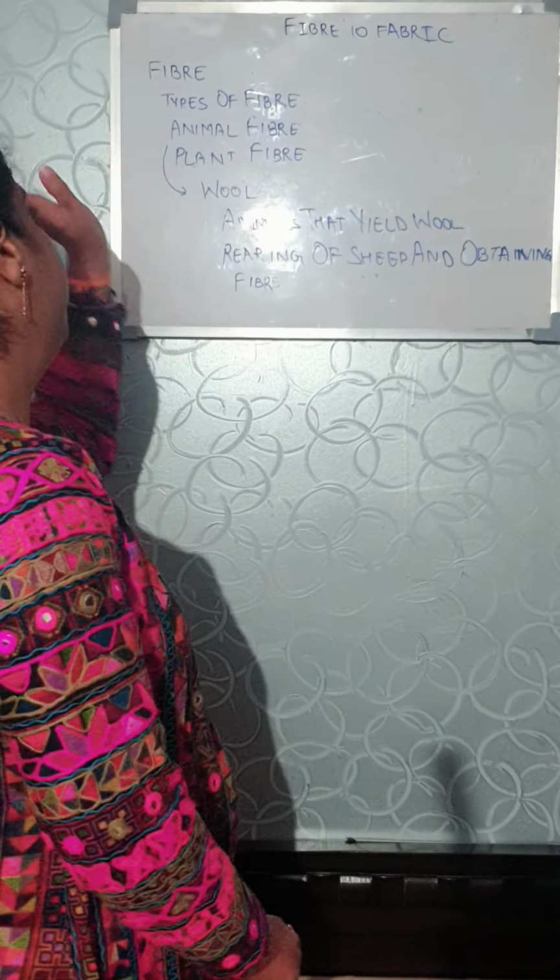The main topic of the class here is animal fiber. Animal fibers are the fibers that are derived from animals, such as sheep, yak, goat, etc., that give us wool. Wool and silk are the two most important types of animal fibers.